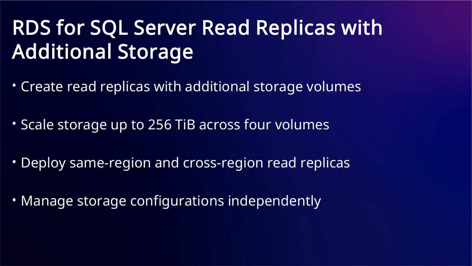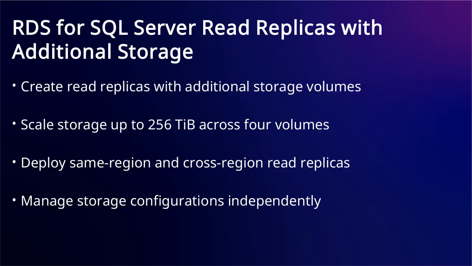When you need to scale your SQL Server database storage beyond the limits of a single volume while maintaining read replicas for workload distribution or disaster recovery, traditional configurations force you to choose between storage capacity and replication capabilities. You can now create read replicas for RDS for SQL Server instances that use additional storage volumes, allowing you to scale storage up to 256 TB by adding up to 3 additional volumes of 64 TB each beyond the primary volume.